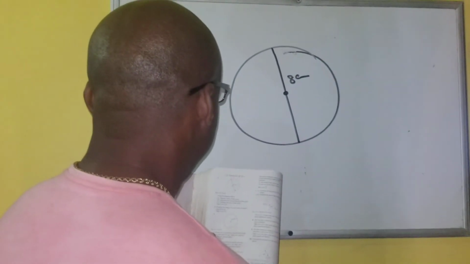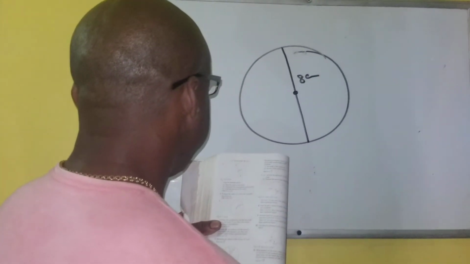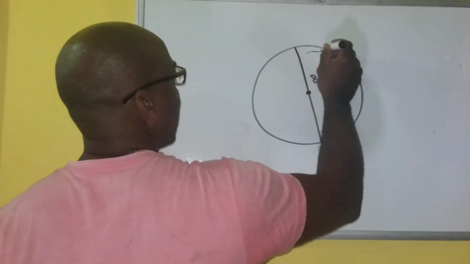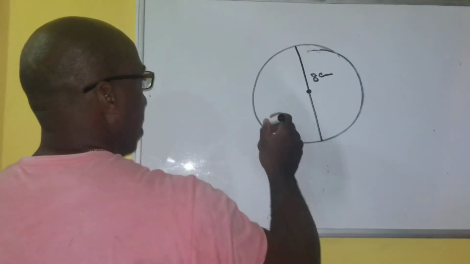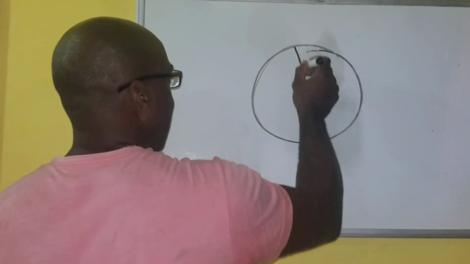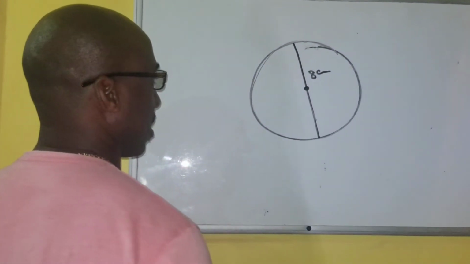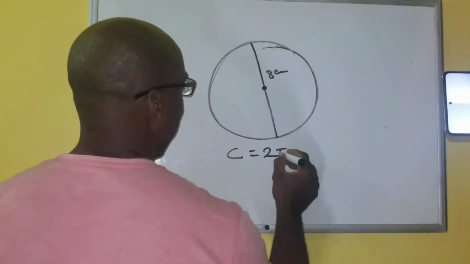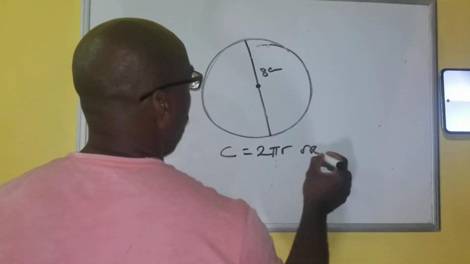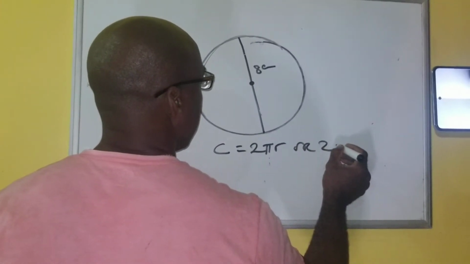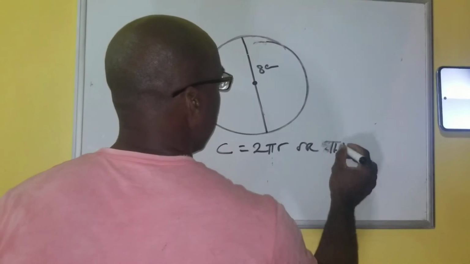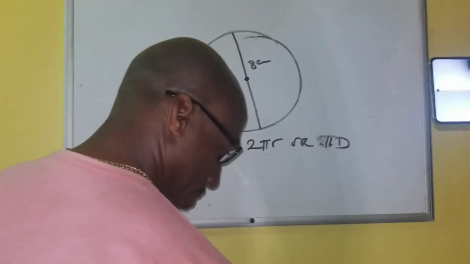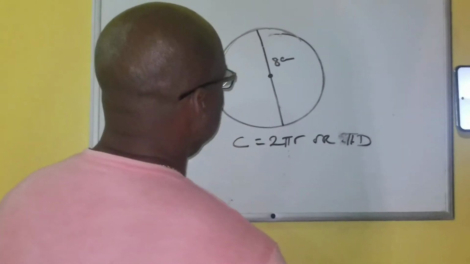That sounds good. The question asks to determine the circumference of the circle. Alright? It means to find the circumference, the entire circle. Given the radius or given the diameter, what is the circumference? And there's a formula. C equals what? 2 times pi r, or pi d. Pi times diameter. Yeah? Good. So you can use either or.